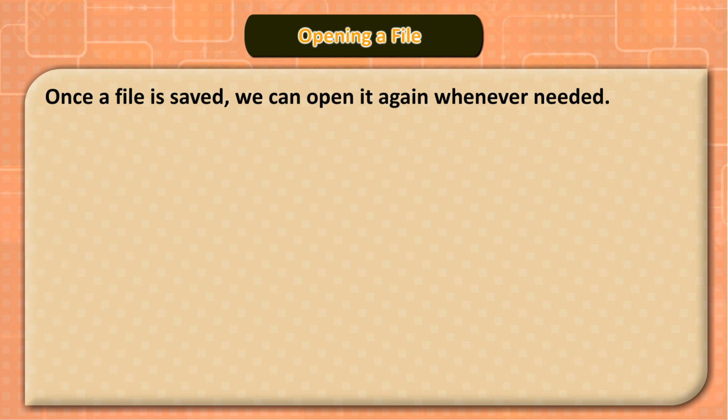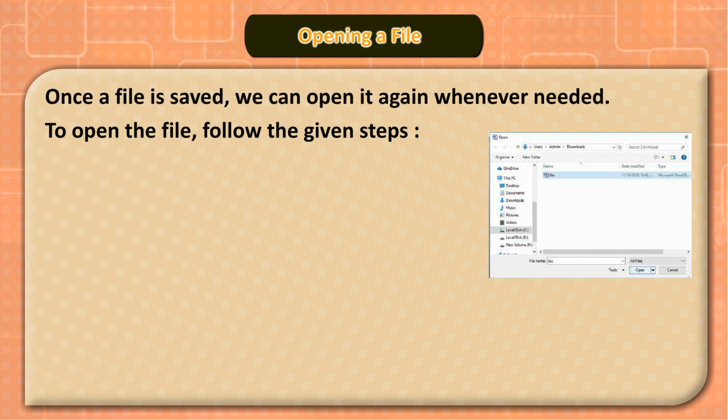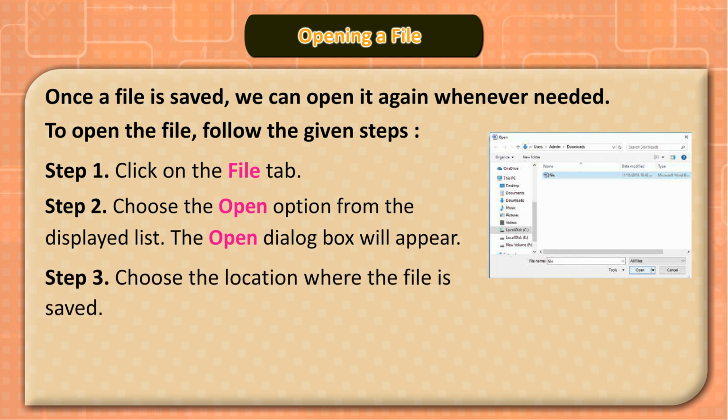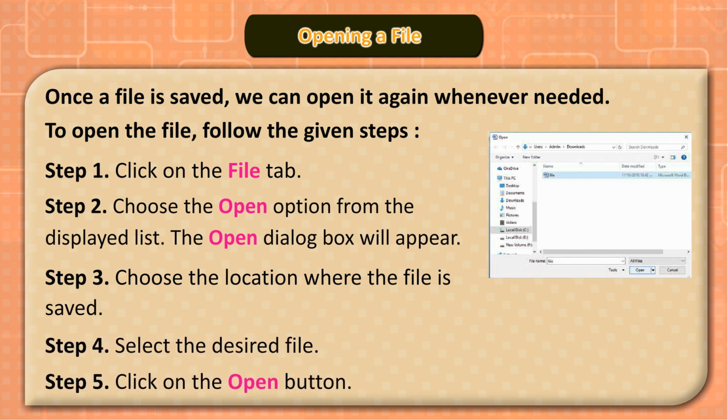Opening a file. Once a file is saved, we can open it again whenever needed. To open the file, follow the given steps. Step 1. Click on the File tab. Step 2. Choose the Open option from the displayed list. The Open dialog box will appear. Step 3. Choose the location where the file is saved. Step 4. Select the desired file. Step 5. Click on the Open button.